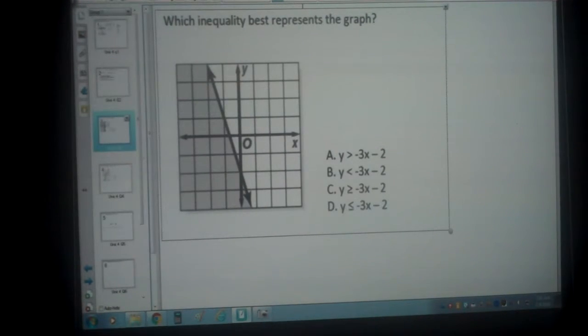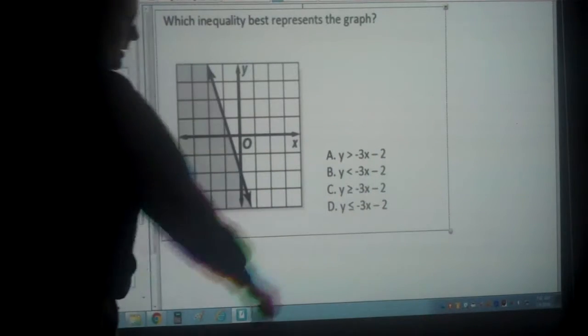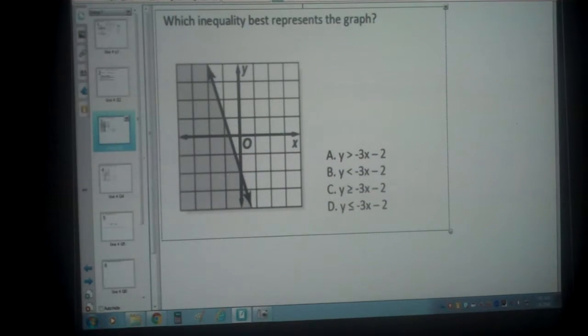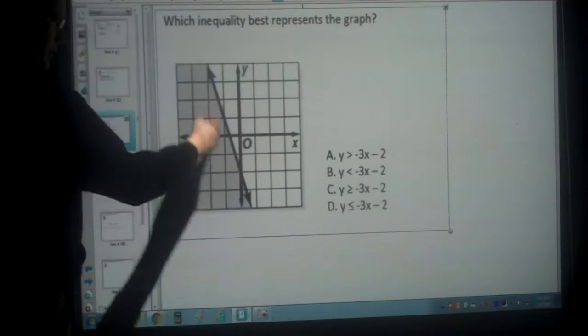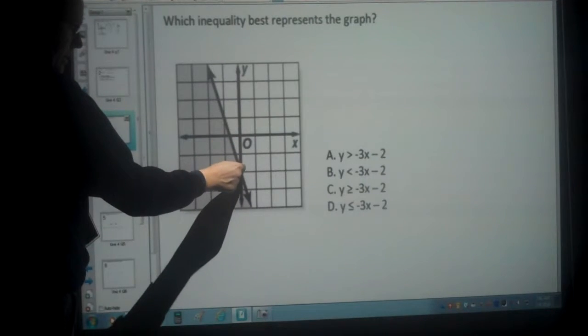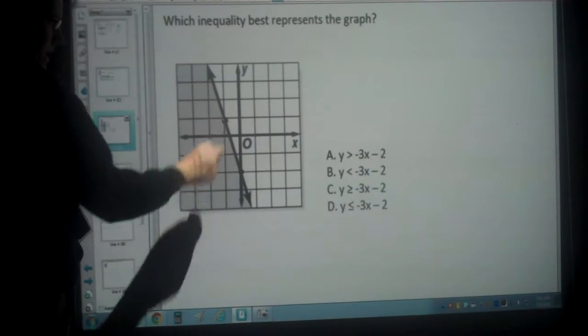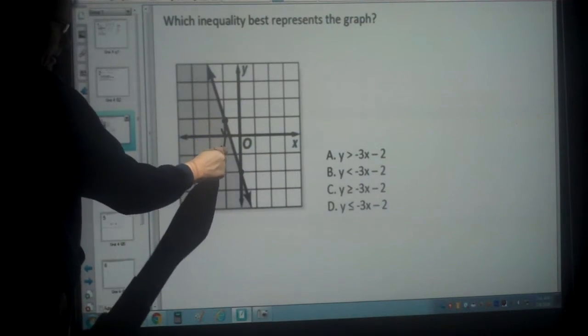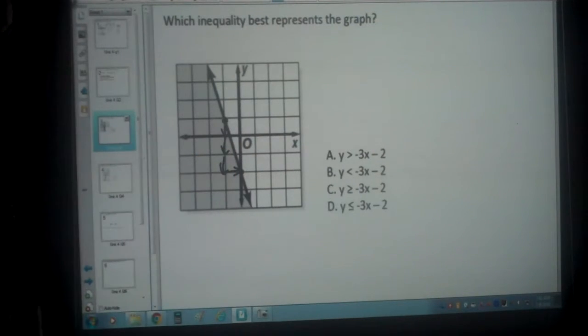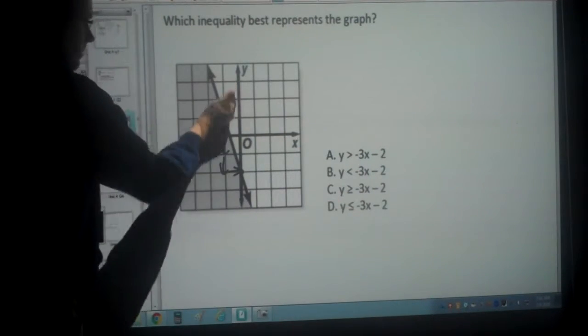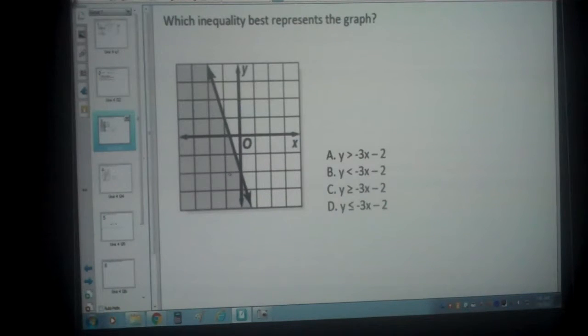Question 3. Which inequality best represents the graph you can see? All the inequalities on the right are exactly the same here: -3x minus 2. So we know that that's the equation of this line. You can see it has an intercept of -2. If I add a couple of points to this line, I go down 3, across 1, which is why this has a slope of -3. So we've got to do a little bit more work. We've got to try and narrow this down a little bit.